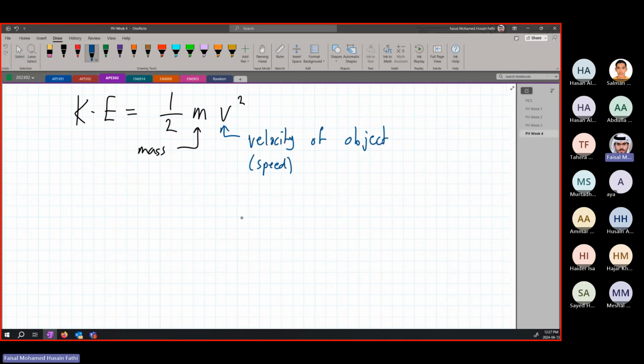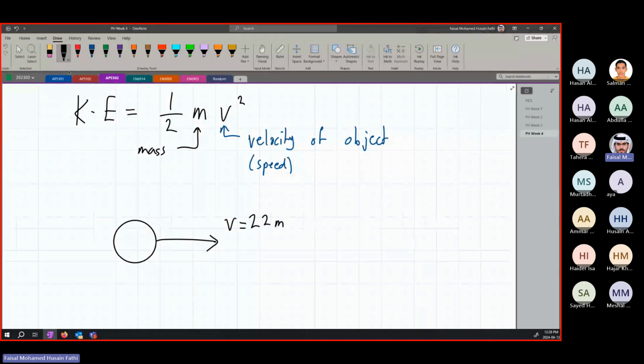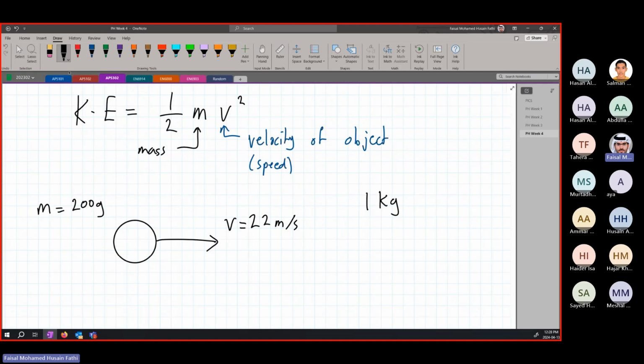Let's say, what is the kinetic energy of a ball? We have a ball that is being thrown in this direction with a speed of 22 meters per second. And let's say the ball has a mass of 200 grams. Remember, when you have the mass in grams, you need to convert it into kilograms. Remember that 1 kilogram is equal to 1,000 grams.